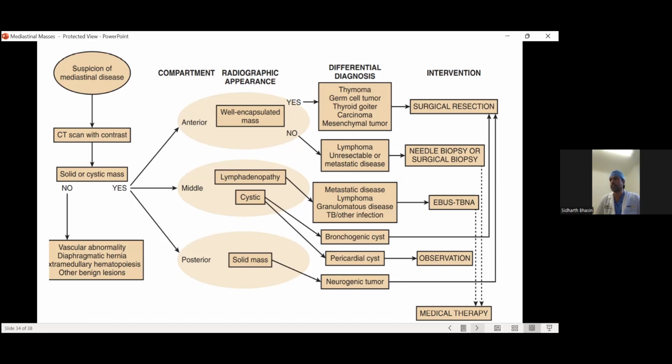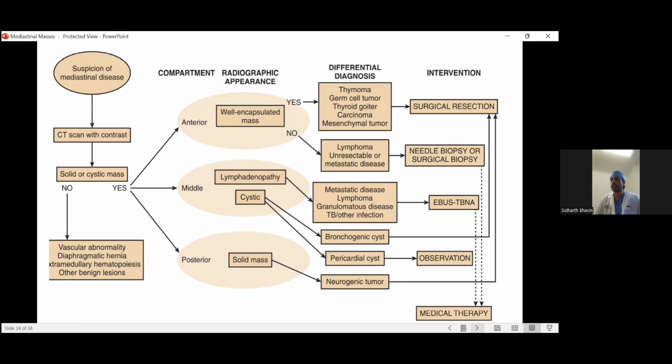Talking about cystic lesions in the middle, typically they are either bronchogenic cyst or pericardial cyst. And as I said again, the bronchogenic cyst, one way or the other, would start to cause some symptoms. So they're better that they're resected. But the pericardial cysts are the ones which can be observed unless it's complicated.